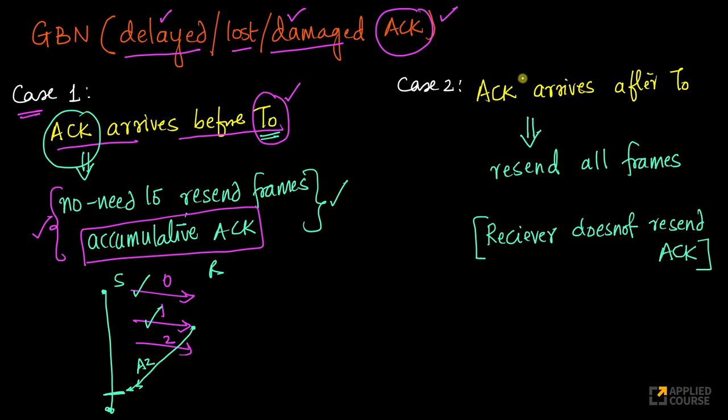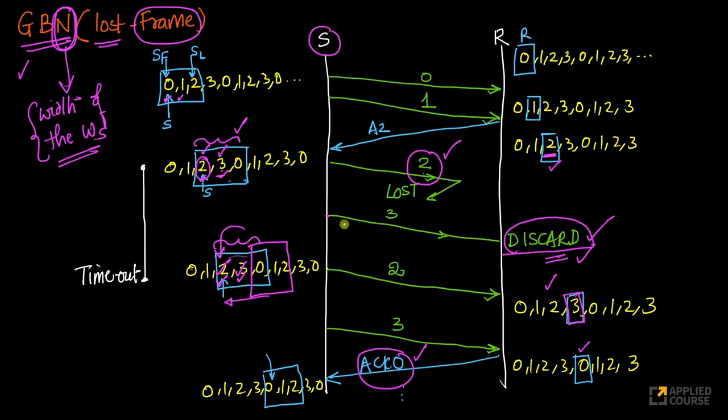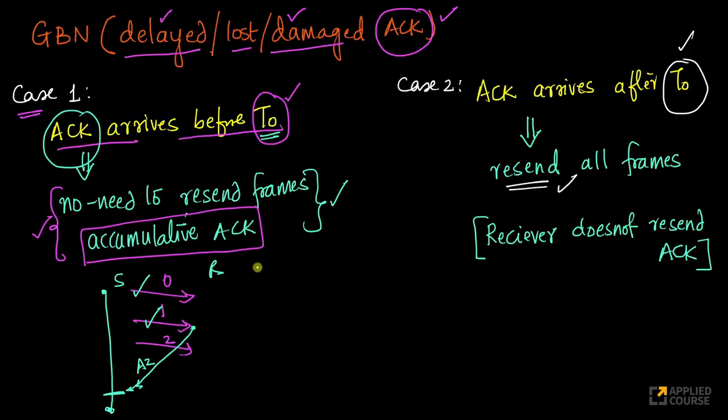The second possibility is the acknowledgement arrives after timeout. If the acknowledgement arrives after timeout, what happens? As soon as timeout occurs, we will start resending the frames. That's what we have done here, right? I'm waiting for acknowledgement for 2. If I get acknowledgement for 3 also, that's okay because it's accumulative acknowledgement. But if it times out for 2, if I did not get an acknowledgement, what happens then? I'll simply resend all the frames.